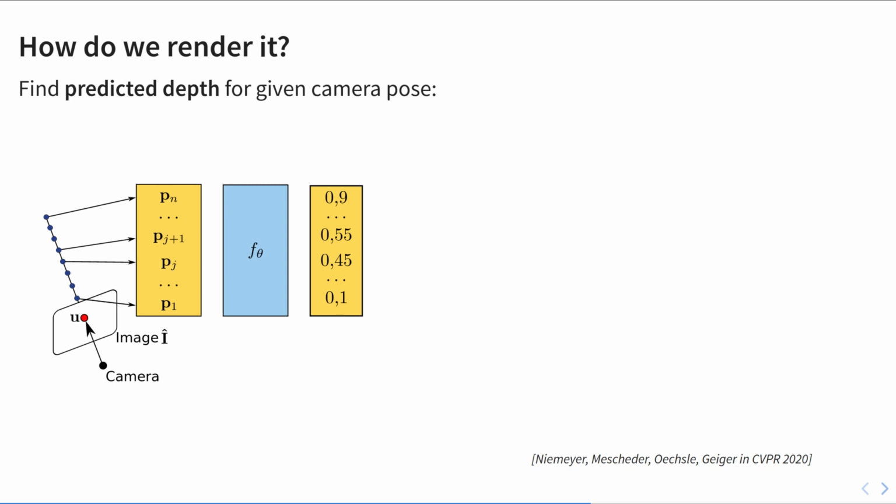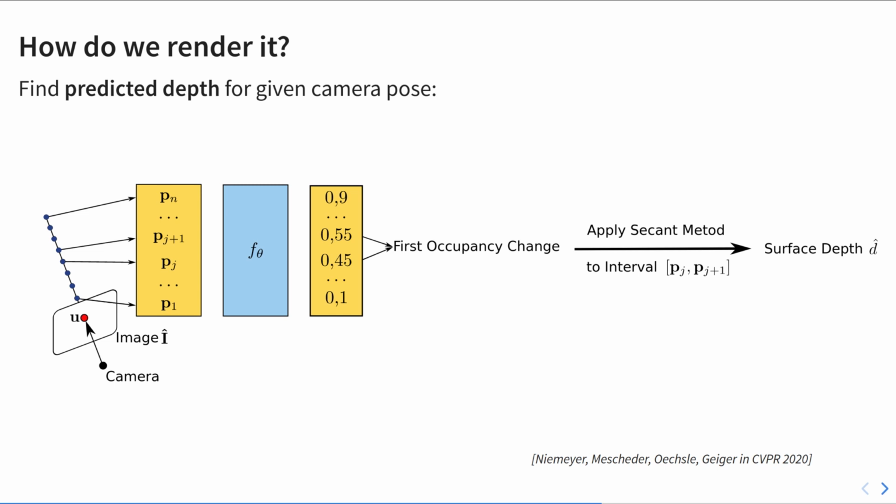Given these evaluations, we can now find the first occupancy change, where the occupancy changes from unoccupied to occupied. We know that the surface of the predicted 3D geometry lies between these two points. We can now further apply the secant method to this interval to get the refined estimate of our surface depth d hat.